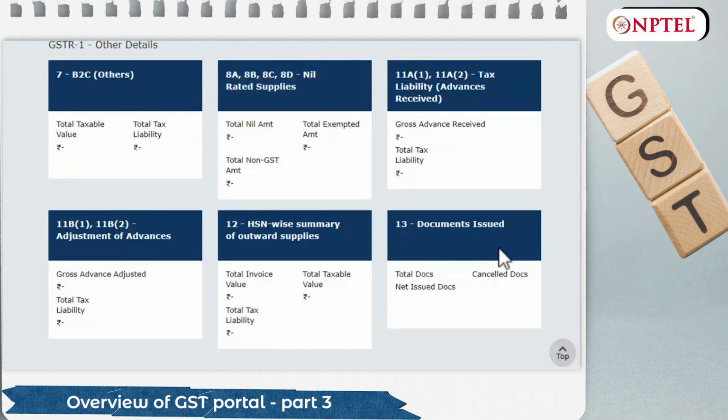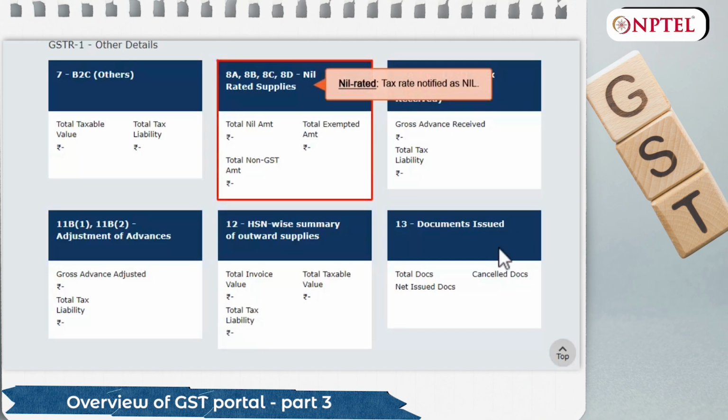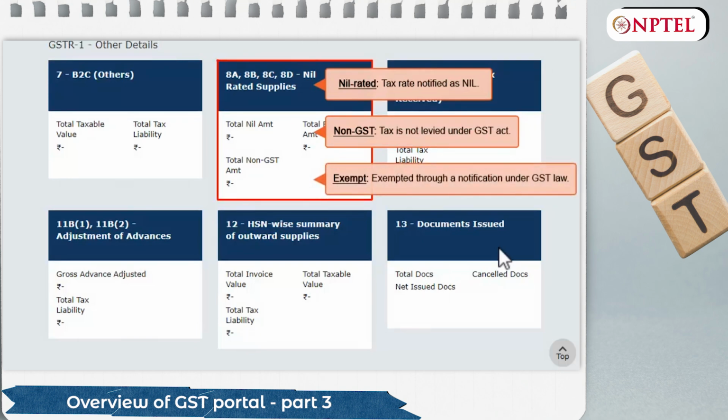GST has provisions for declaring nil-rated, non-GST and other exempt supplies. Nil-rated are those supplies for which the tax rate has been notified as nil. Non-GST are those supplies on which the tax is not levied under the GST Act, such as for supply of wine, beer, land, etc. Whereas other exempt supplies are those supplies which have been exempted through a notification under the GST law. While all these supplies carry a zero rate of tax, all these supplies must be captured separately in GSTR-1.